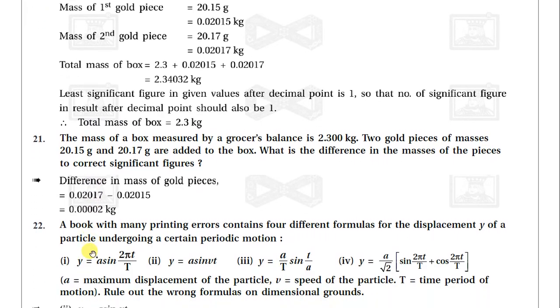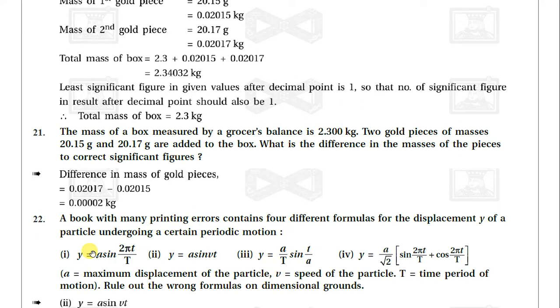The mass of a box measured by a grocer's balance is 2.030 kilogram. Two gold pieces of mass 20.15 gram and 20.17 gram are added to the box. What is the difference in the mass of the pieces to the correct significant figure? So see here, 0.02017 minus 0.02015. So we will get 0.0002 kilogram.